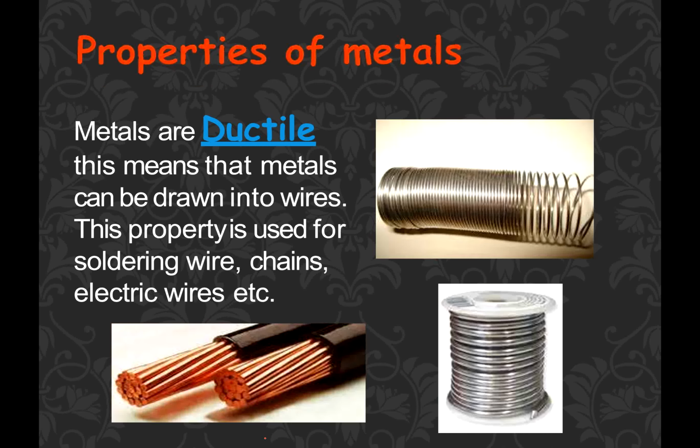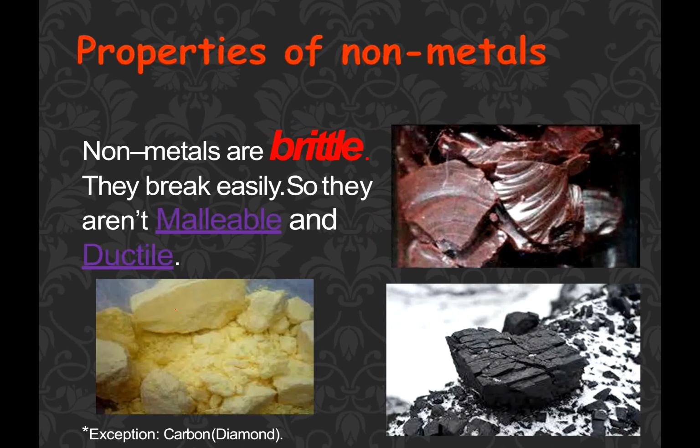Next is ductile. Metals are ductile, meaning they can be drawn into wires. When they can be drawn into wires, they can be used for soldering wire, chains, electric wires, you know, the electricity wires. Because they can be drawn into thin wires, they can be used for these purposes. Next is the non-metals. What about non-metals? If you think of the pencil lead again, if you think of wood, all these are brittle. They can break very easily.